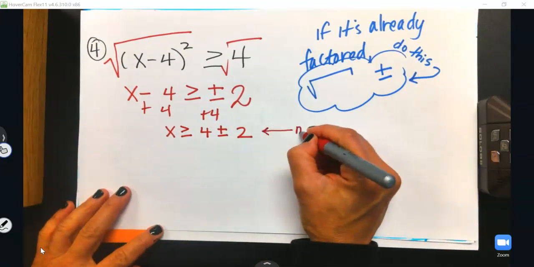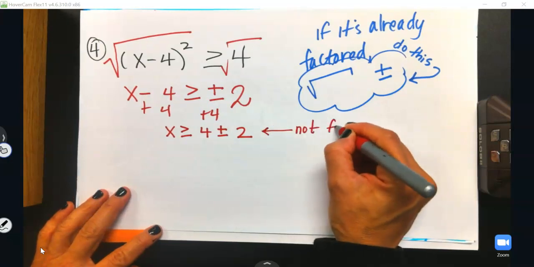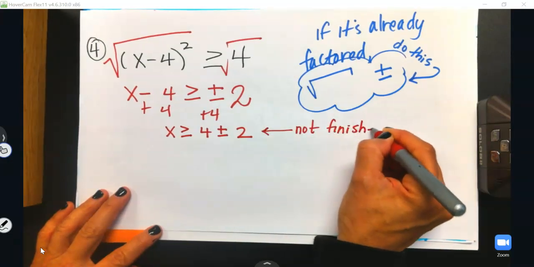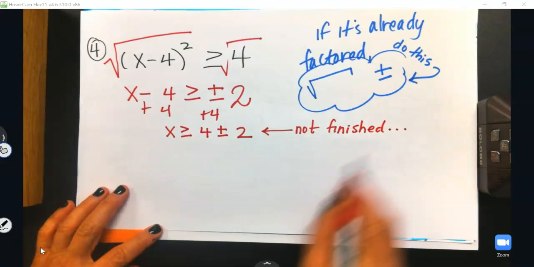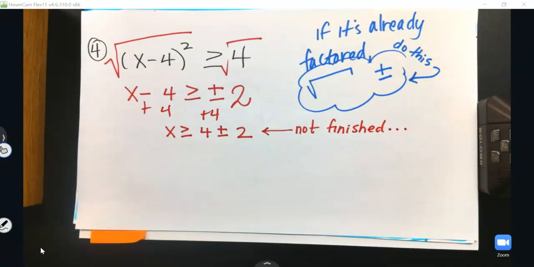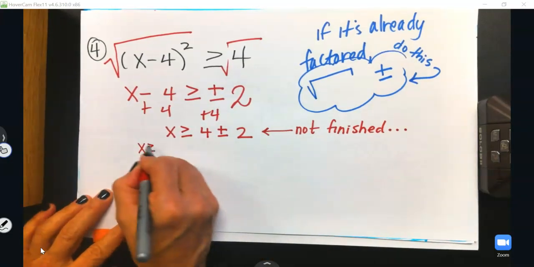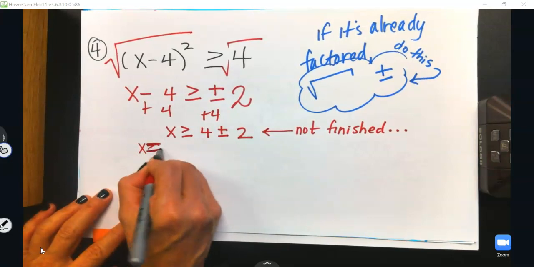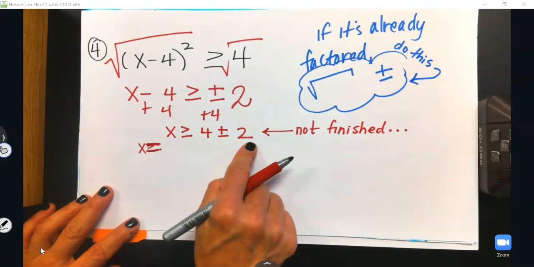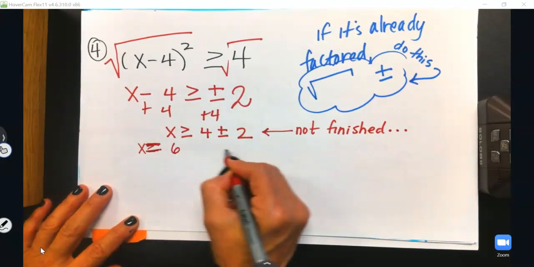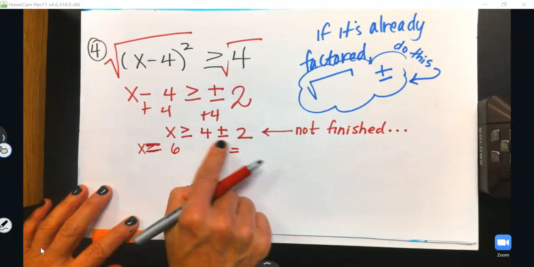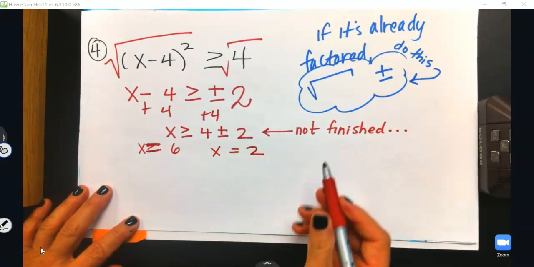You know what that is? That is nothing. That is not finished. I've had so many kids turn in answers like that. No, no, no, no, no. You can do 4 plus 2. You can do 4 minus 2. So x, we know it crosses the x-axis at 4 plus 2, which is 6. We know it crosses at 4 minus 2, which is 2.